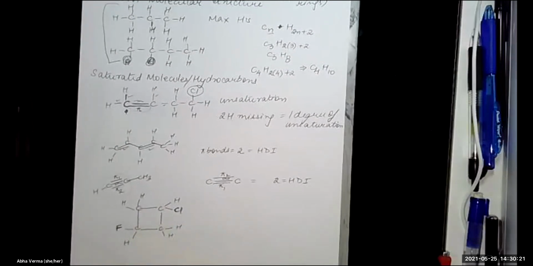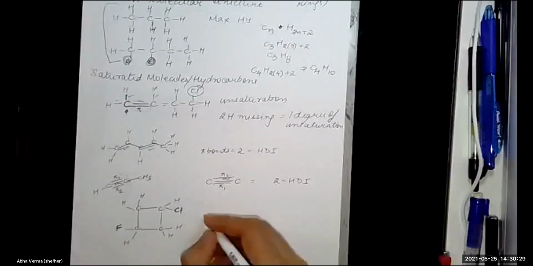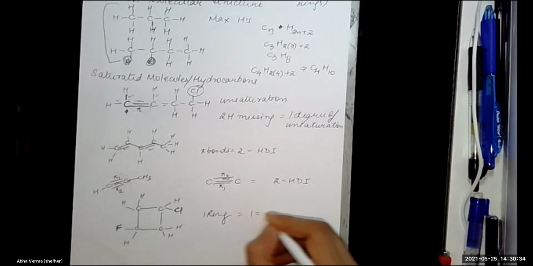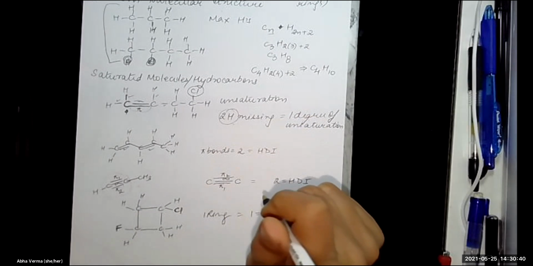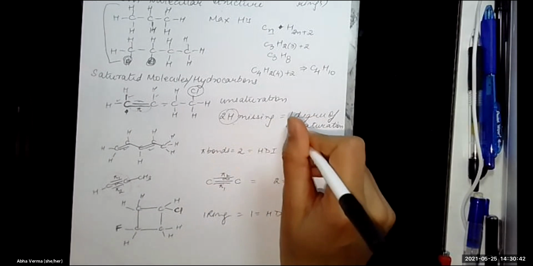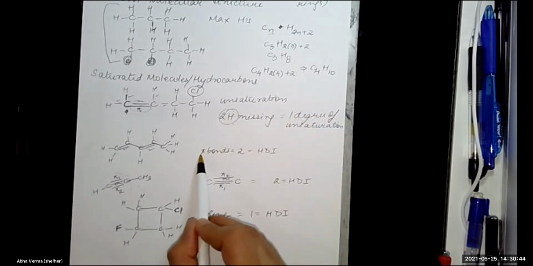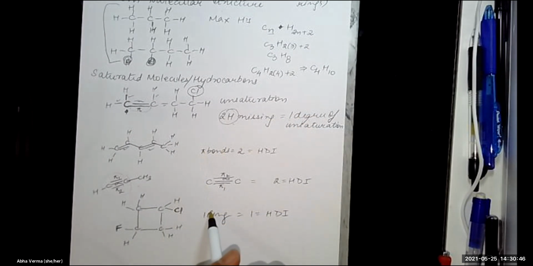And so even in this particular structure, I don't see any pi bonds. But what do I see? I see a ring. So this one ring is the degree of unsaturation. So please be careful. If you're counting the hydrogens, you will then divide by 2. But if you're looking at the number of pi bonds or the number of rings, then that will equal your HDI.